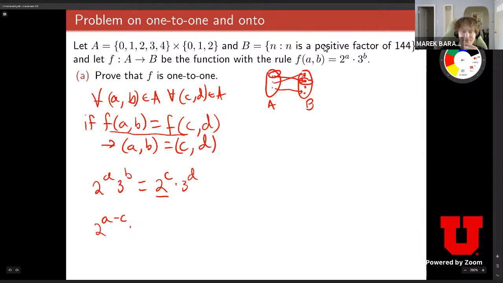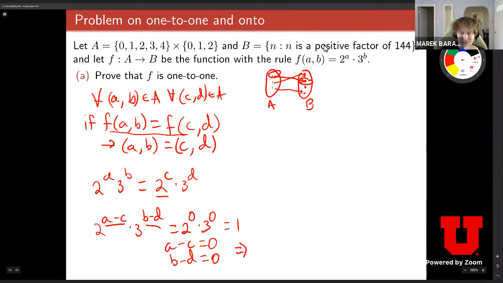And then we can divide both sides by 3 to the d. We get 3 to the b minus d. And this is equal to 2 to the 0 times 3 to the 0, also equal to 1. And so if we look here, a minus c equals 0. And from here, we get b minus d equals 0. And these imply that a equals c and b equals d.